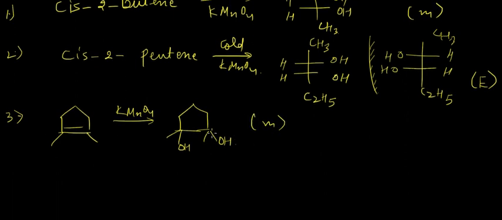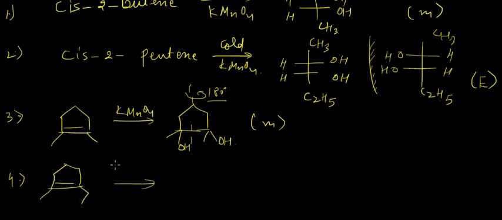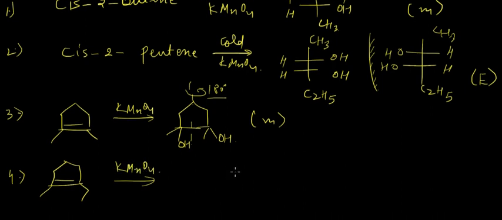Whether the OH groups are attached below the plane or above the plane, we can rotate it across this perpendicular plane, and the same meso compound will result. Okay, so what if we have something like this and we pass KMnO4? Now in this case, diastereomers would be formed.